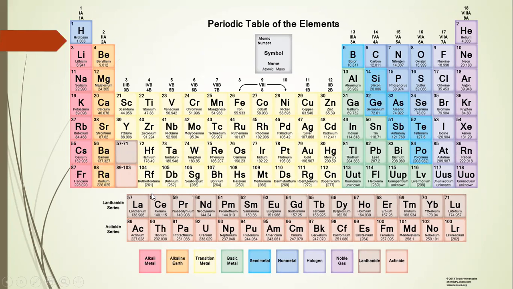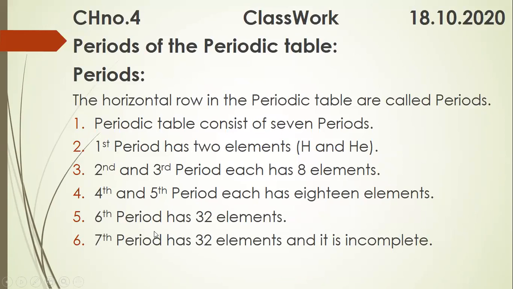Here it is the same thing, the same numbering, but we are saying that it is incomplete. Incomplete means, look, it is mentioned here, unknown. Unknown means it is incomplete. We are still waiting for their masses, meaning we still haven't found their mass number. What is the definition of mass number? It is the number of protons plus the number of neutrons. Still it is undefinable. That's why we are saying it is incomplete. Read it again: the seventh period has 32 elements and it is incomplete.